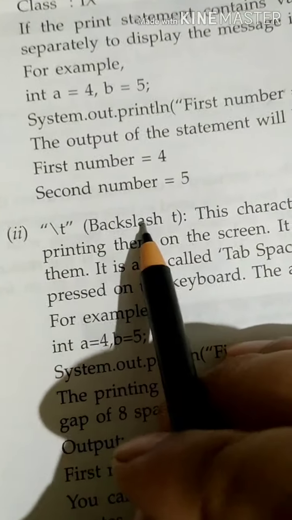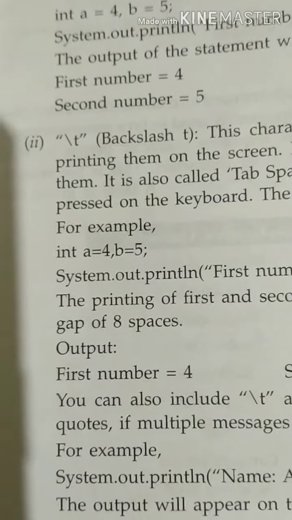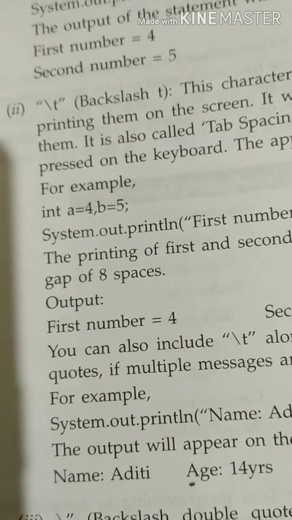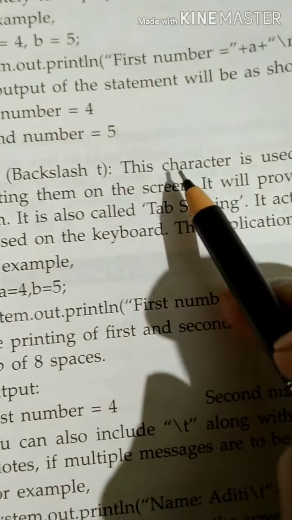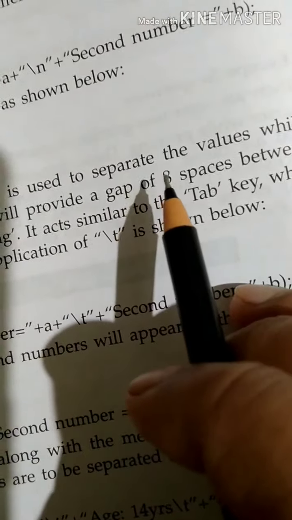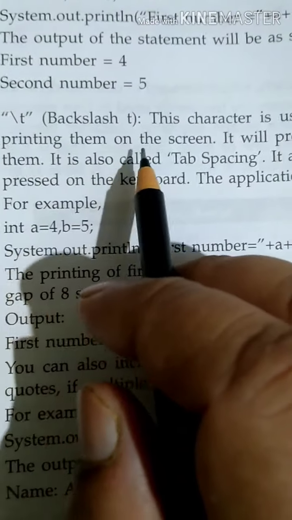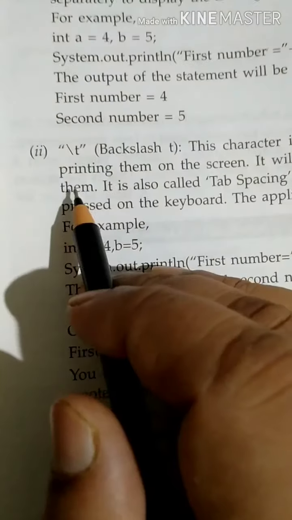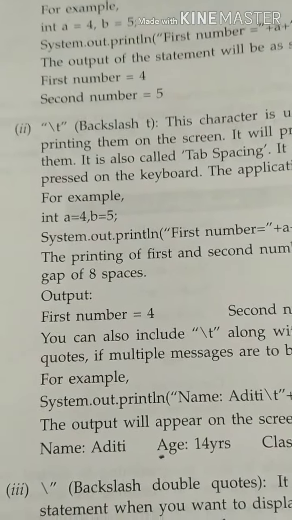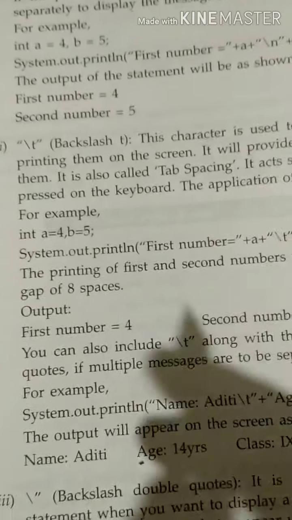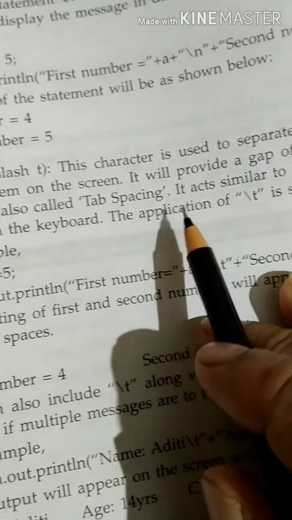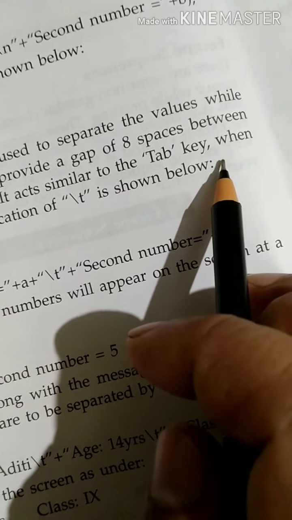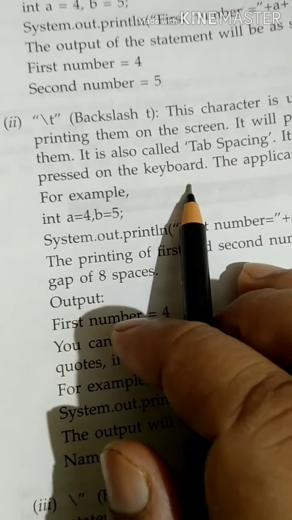Okay, backslash t puts one tab space between two words or letters. This character is used to separate the values while printing them on the screen. It will provide a gap of 8 spaces between them. 8 spaces means what? One tab. Okay, one tab equals 8 spaces. It is also called tab spacing. It acts similar to the tab key when pressed on the keyboard.